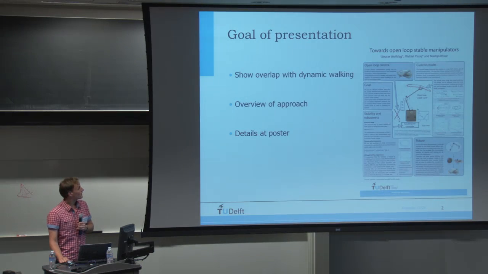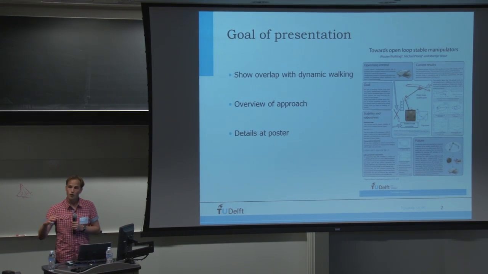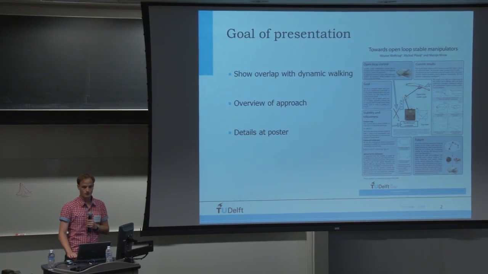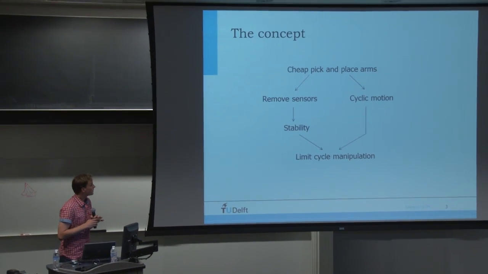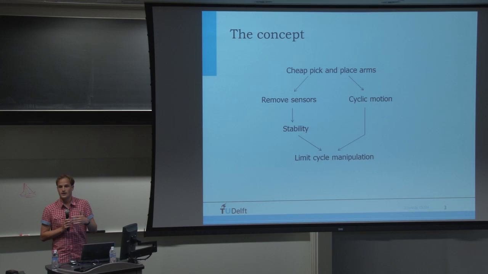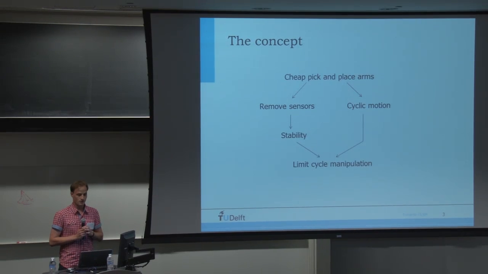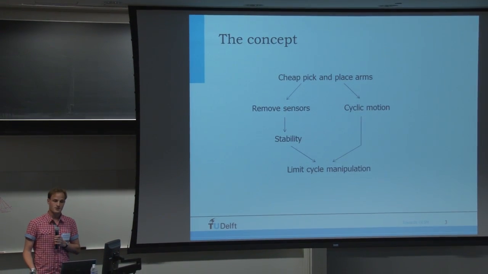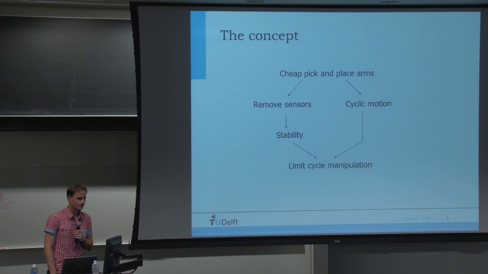So over the course of the next few minutes, I'm going to try to show you the overlap between our research and the research that's been presented before. And to do that, I'll just give a brief overview of the approach and leave all the details for when you come talk to us at the poster. So basically, our concept is as follows. We are trying to develop an arm for industrial applications, which means we want them to be cheap. So our plan to make them cheaper is to just strip them of all sensors they have and all the electronics needed to use those sensors.